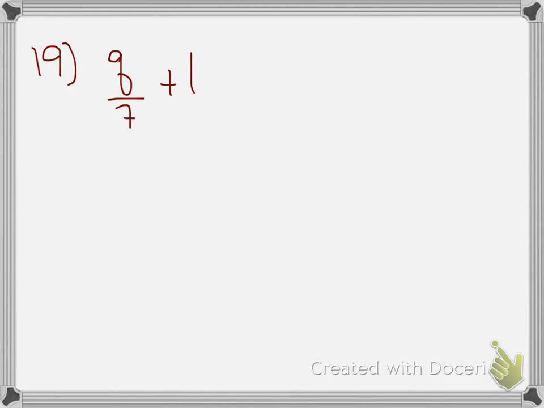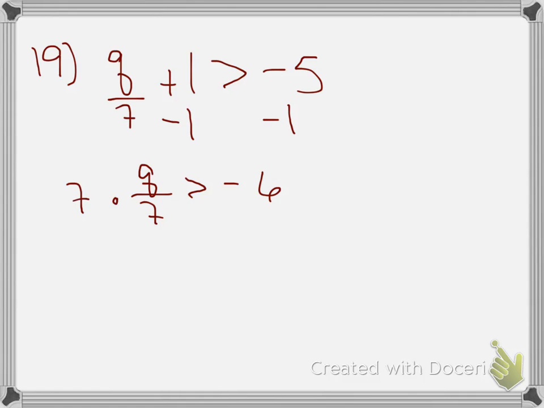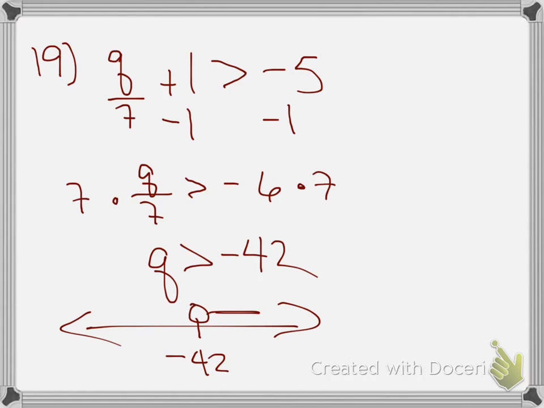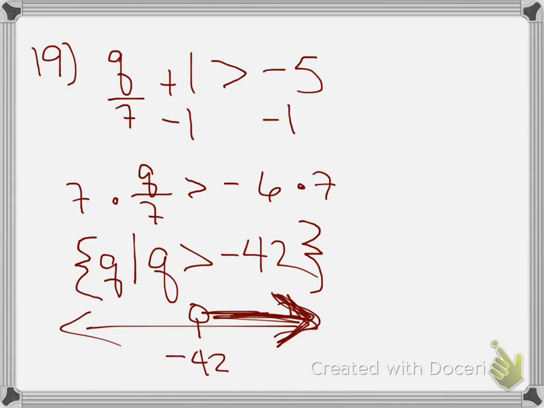You've got q divided by 7 plus 1 is greater than negative 5. I want to subtract 1. Then I want to multiply by 7 to get my answer. Notice I subtracted 1 and then multiplied by 7 to get my answer of negative 42. Notice the inequality didn't change, and I have an open dot.